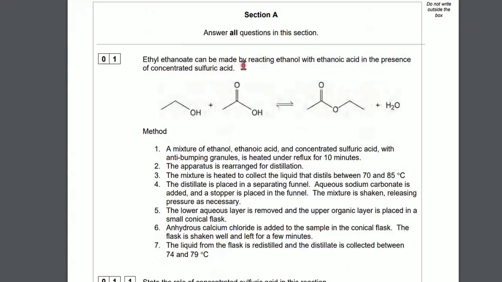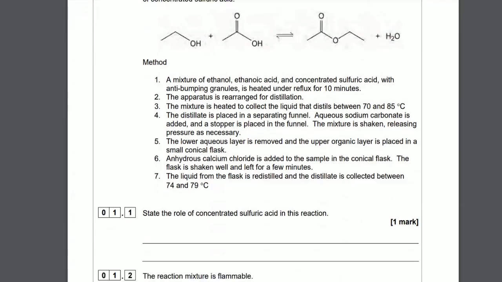Ethyl ethanoate can be made by reacting ethanol with ethanoic acid in the presence of concentrated sulfuric acid. So here you can see we've got the skeletal formula for ethanol. It's reacting with ethanoic acid, skeletal formula as well, reversible reaction, and we're making ethyl ethanoate. And of course, this is a condensation reaction. We are releasing a molecule of water.